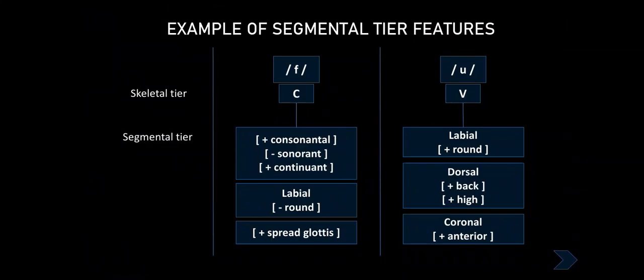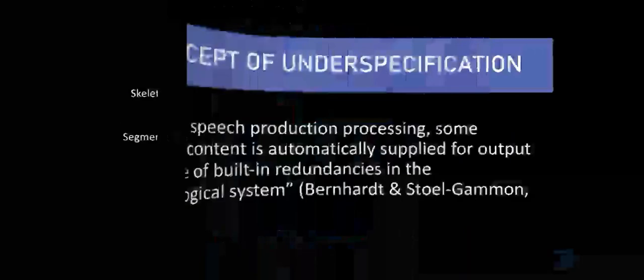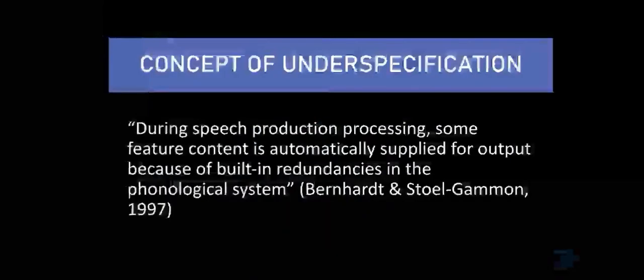If we go back to the example we've seen earlier, the consonant is a fricative, and so no voicing is the default in this case. And since the consonant is also unvoiced, the voicing was not mentioned in this example. Moving to the concept of underspecification, some feature content is automatically supplied for output because of built in redundancies. That is, the feature voicing is automatically supplied for sonorants because all sonorants are voiced. And so, voicing in this case is unnecessary or redundant to be specified.